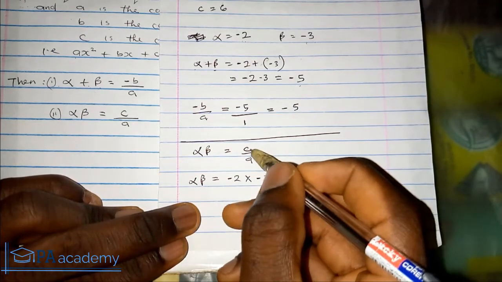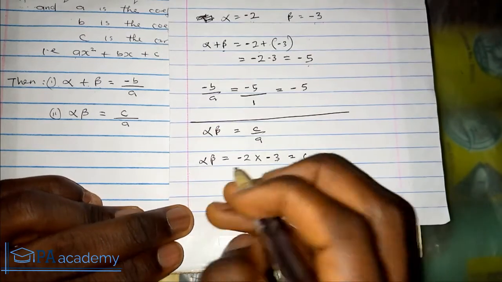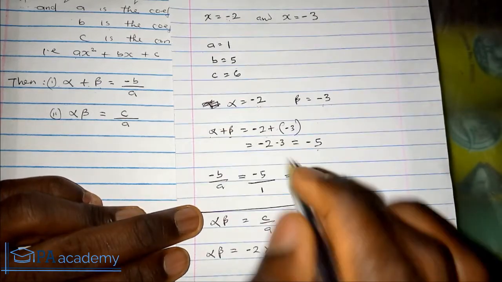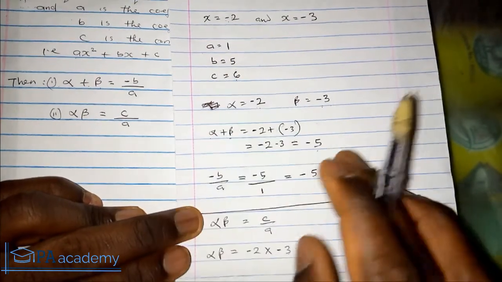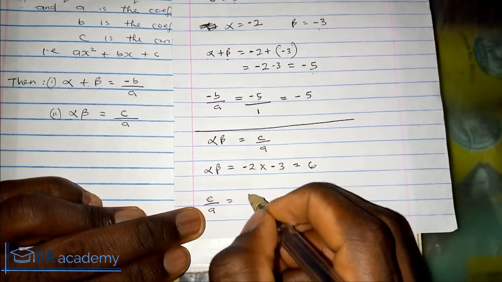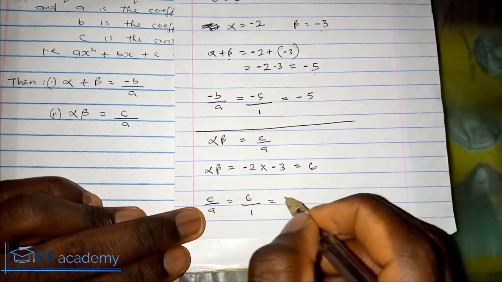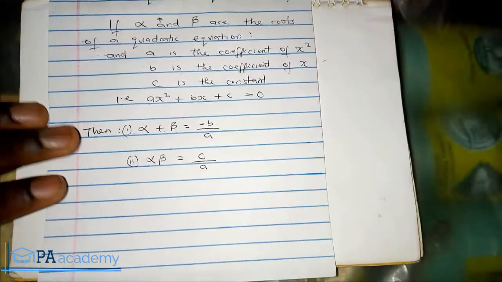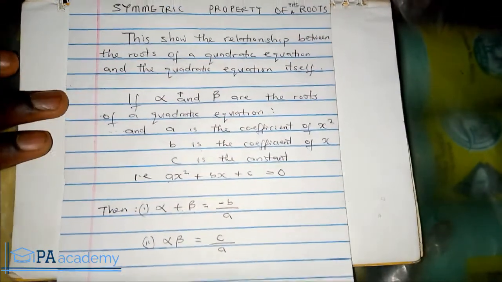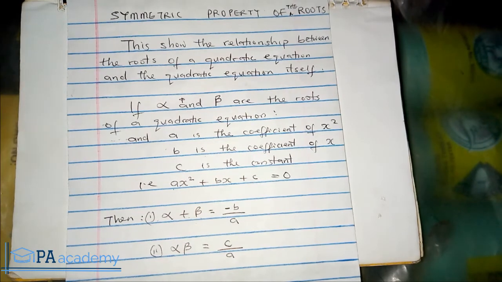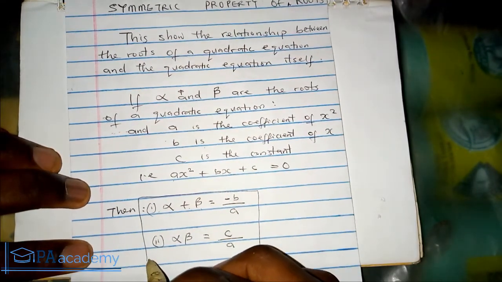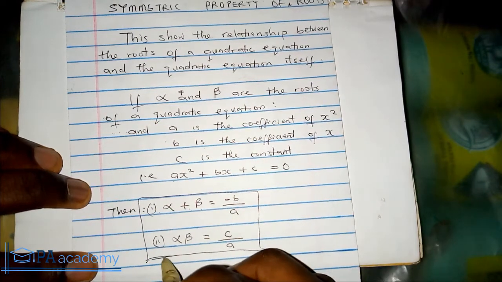So let's see if c over a will also give us 6. The value of our c is 6 and the value of our a is 1. Let's substitute it, which is equal to 6. So you can see that we arrive at the same answer. That's just to show you that when we talk about the symmetric property of roots, we are showing the relationship between the quadratic equation itself and the roots of that quadratic equation. These two are what prove the symmetric property of the roots.